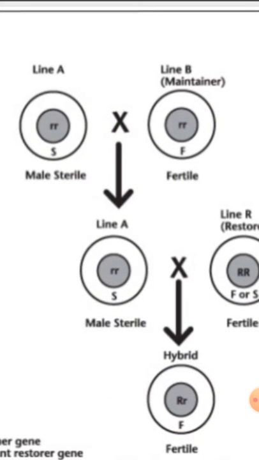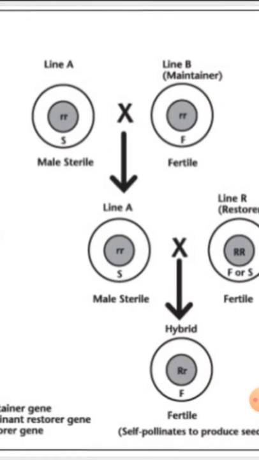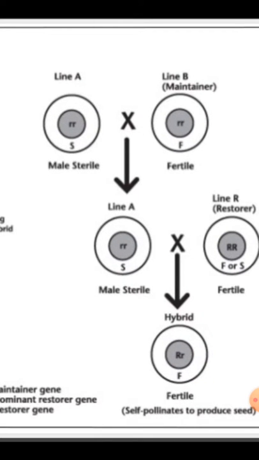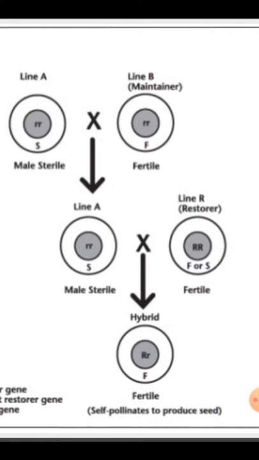Here we have line A and line B. Line A is male sterile cytoplasmically and line B is male fertile cytoplasmically. After crossing these two, line B is a maintainer line, which acts as the male. The maintainer line is just for maintaining the nuclear genes only. After crossing these two, we get line A as sterile. Now we need restoring cytoplasmic genes, so we need a dominant restorer gene, that is the R line.